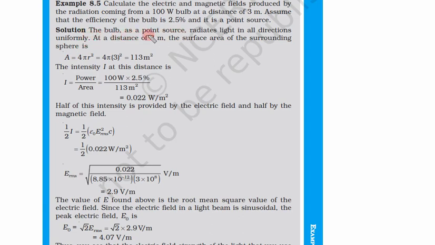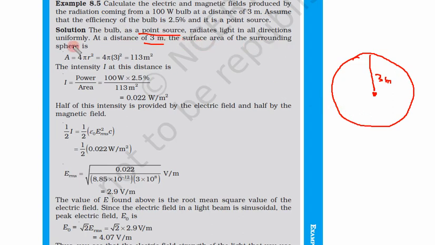The bulb as a point source. So we have assumed this bulb is a point source, and it radiates light in all directions uniformly. So we know that if this is a point source, it will emit light in all the directions. So this surface will be a sphere, and we need this sphere to be 3 meter. So the radius of this sphere is 3 meter.